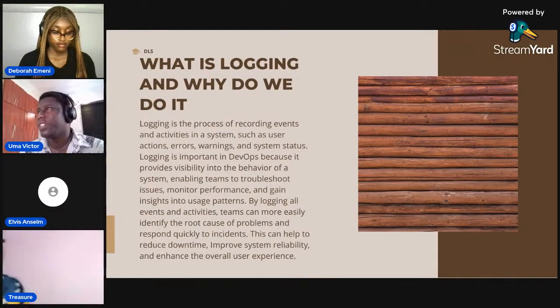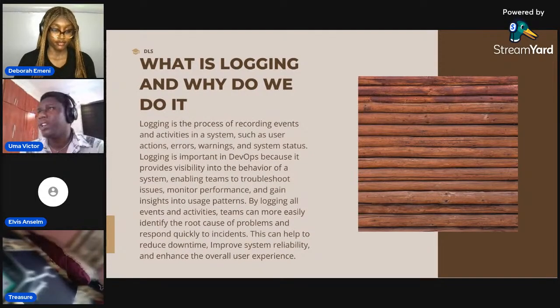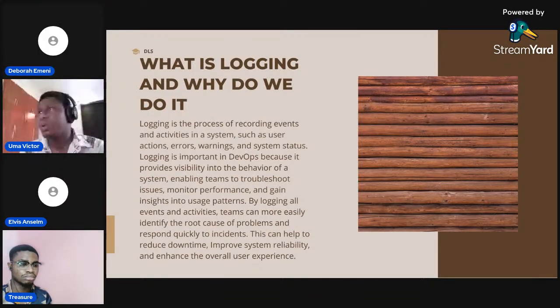So logging is important in DevOps because it provides visibility into the behavior of a system, enabling teams to troubleshoot issues, monitor performance, and gain insights into usage patterns. By logging all events and activities, teams can more easily identify the root cause of problems and respond quickly to incidents. This can help to reduce downtime, improve system reliability, and enhance the overall quality.